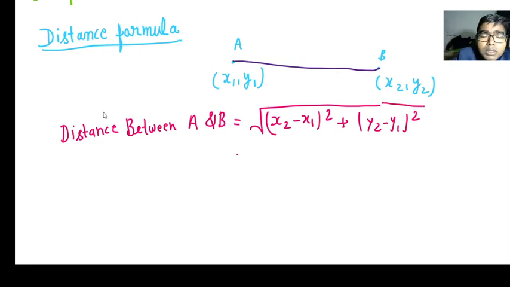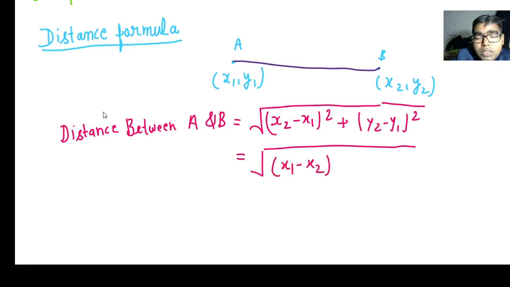You can also write it as y1 minus y2 whole square. Because this term is a square, if you subtract x1 minus x2 or x2 minus x1, the magnitude will not change. Distance is a magnitude, so it will not change. Let us see a few questions based on it, so it will be more clear to you.